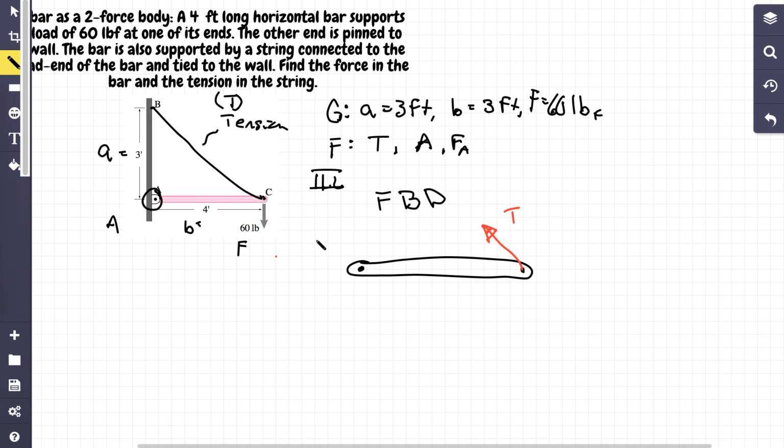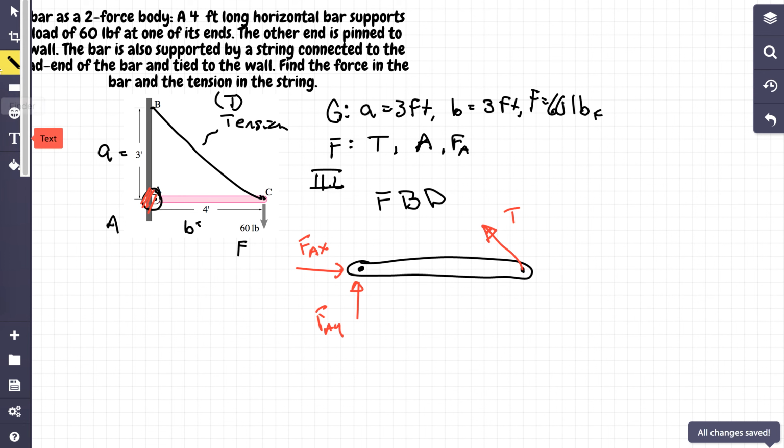Another thing is, you notice we took out this pin. So this pin's no more, but we need to replace it with components. This is one way to do it. There are multiple ways to do this. So we're going to put FAX and then FAY.